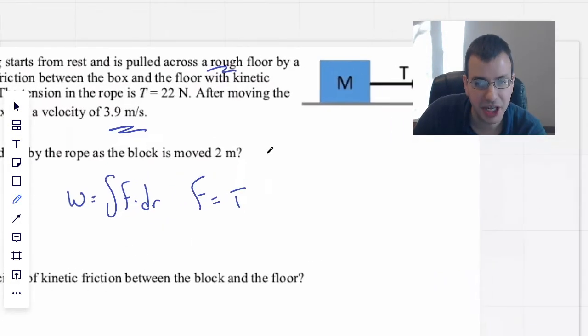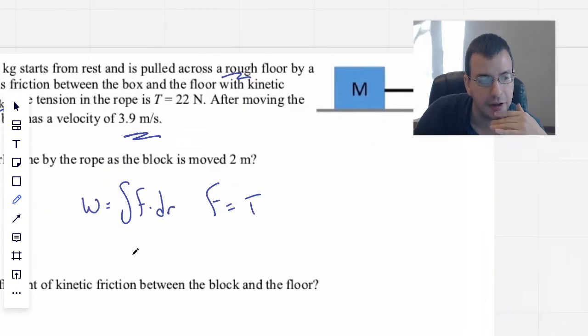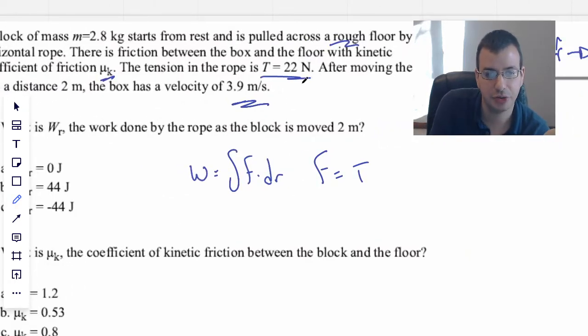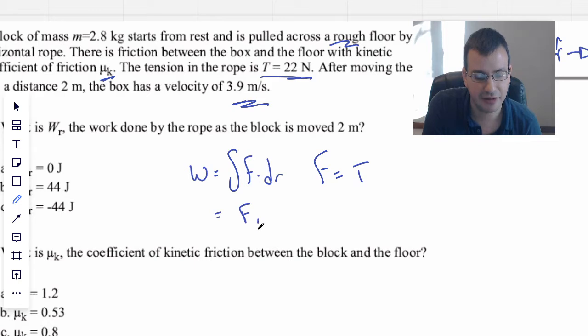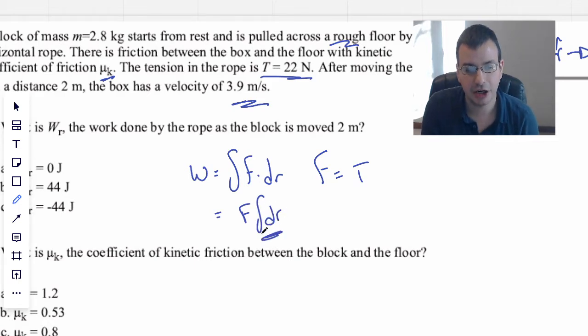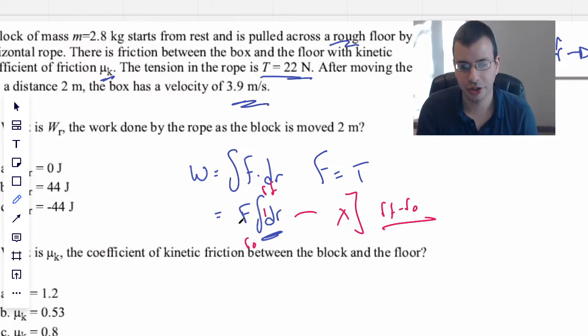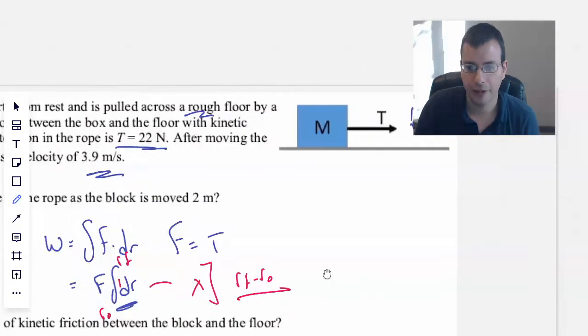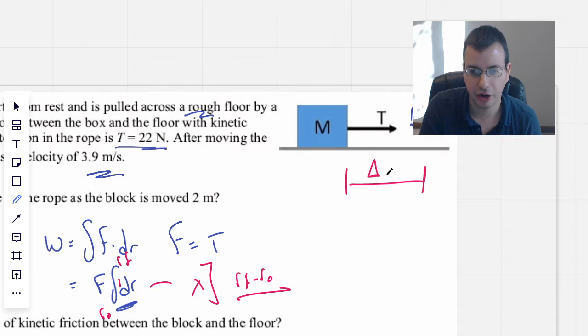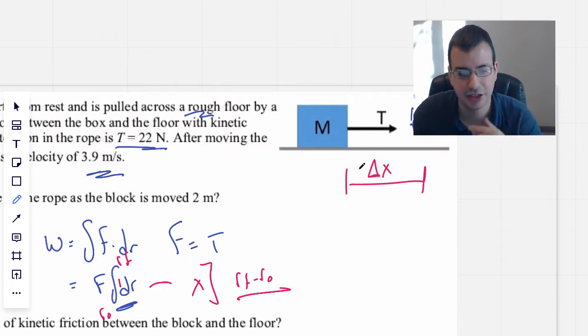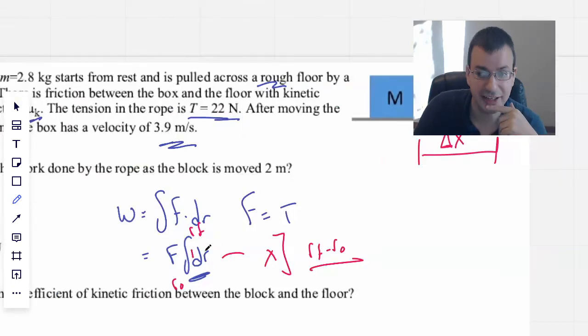Tension is in the same direction as the motion, and tension is constant because they give us an actual number for it. So we rewrite this as F times the integral of dr. You could do it more formally, with an integral of 1 in there. The integral of 1 is x, taken from r initial to r final, which gives r final minus r initial. Long story short, this is just the distance, how far this box moves. I'll call it delta x, though delta r would probably be just as appropriate.